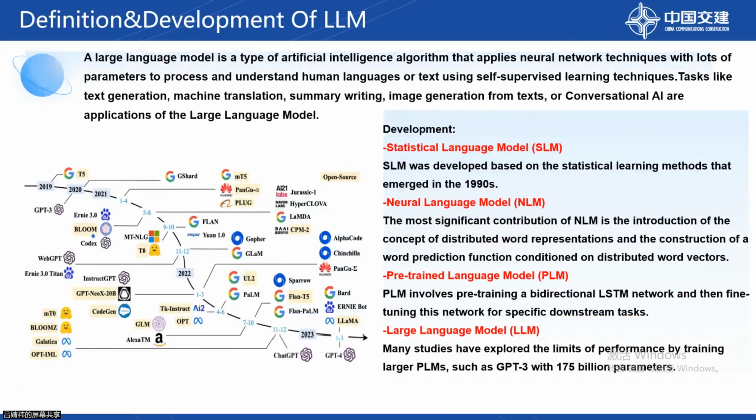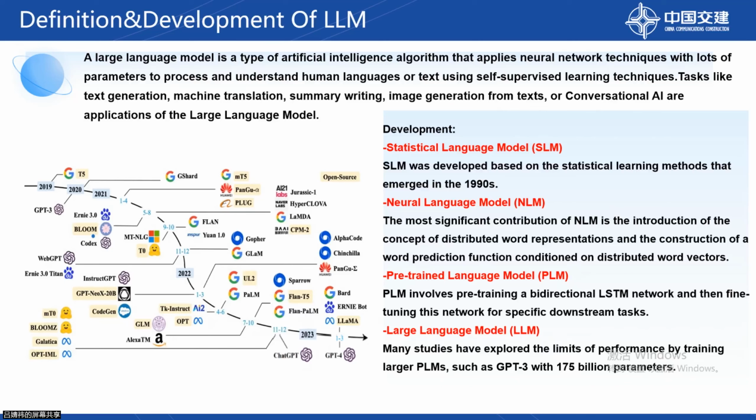The definition. A large language model is a type of artificial intelligence algorithm that applies neural network techniques with lots of parameters to process and understand human languages or text using self-supervised learning techniques. Tasks like text generation, machine translation, summary writing, image generation from text, or some conversational AI are applications of the large language model.